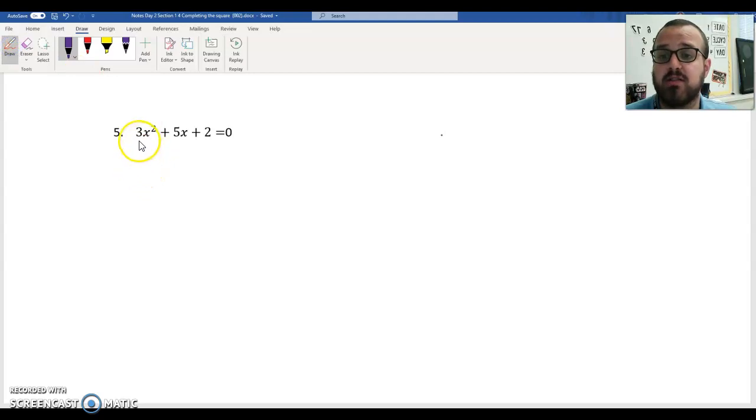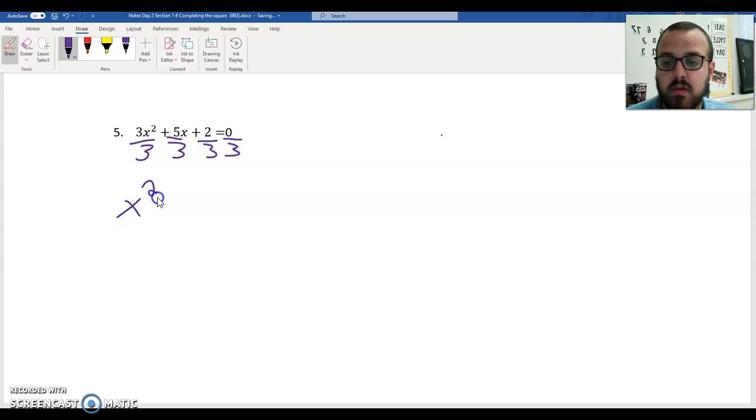Basically, what you're going to do is get rid of it by dividing everything by that number. So I'm going to divide by 3, divide by 3, divide by 3. Basically, I'm dividing both sides of my equation by 3. What's kind of weird about that is because you're doing 0 divided by 3, nothing's really going to change on that side. It's just going to change this side over here. So I'm going to get x squared plus 5 over 3x plus 2/3.